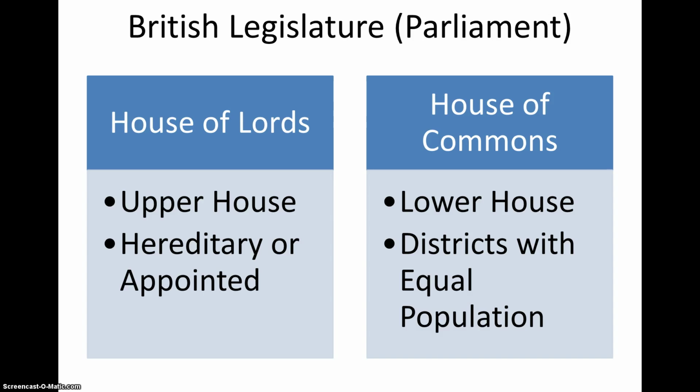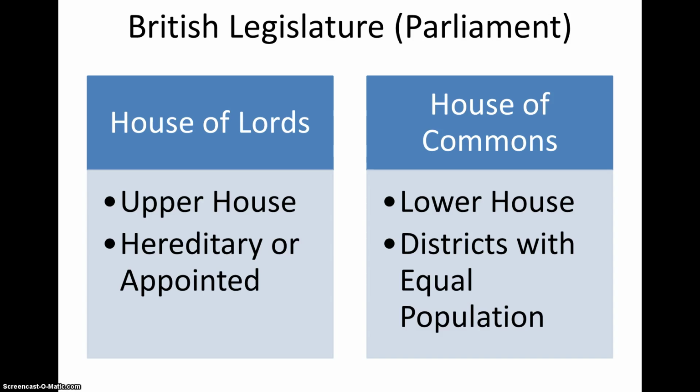The House of Commons is much like our House of Representatives. It's the lower house, and it's based on districts with equal population. But here's the difference. For the most part, the House of Lords is ceremonial. It doesn't have a lot of power. It has a little bit of power. And there are law lords, which basically function like our Supreme Court. But for the most part, the House of Lords is not involved heavily in the legislative process.